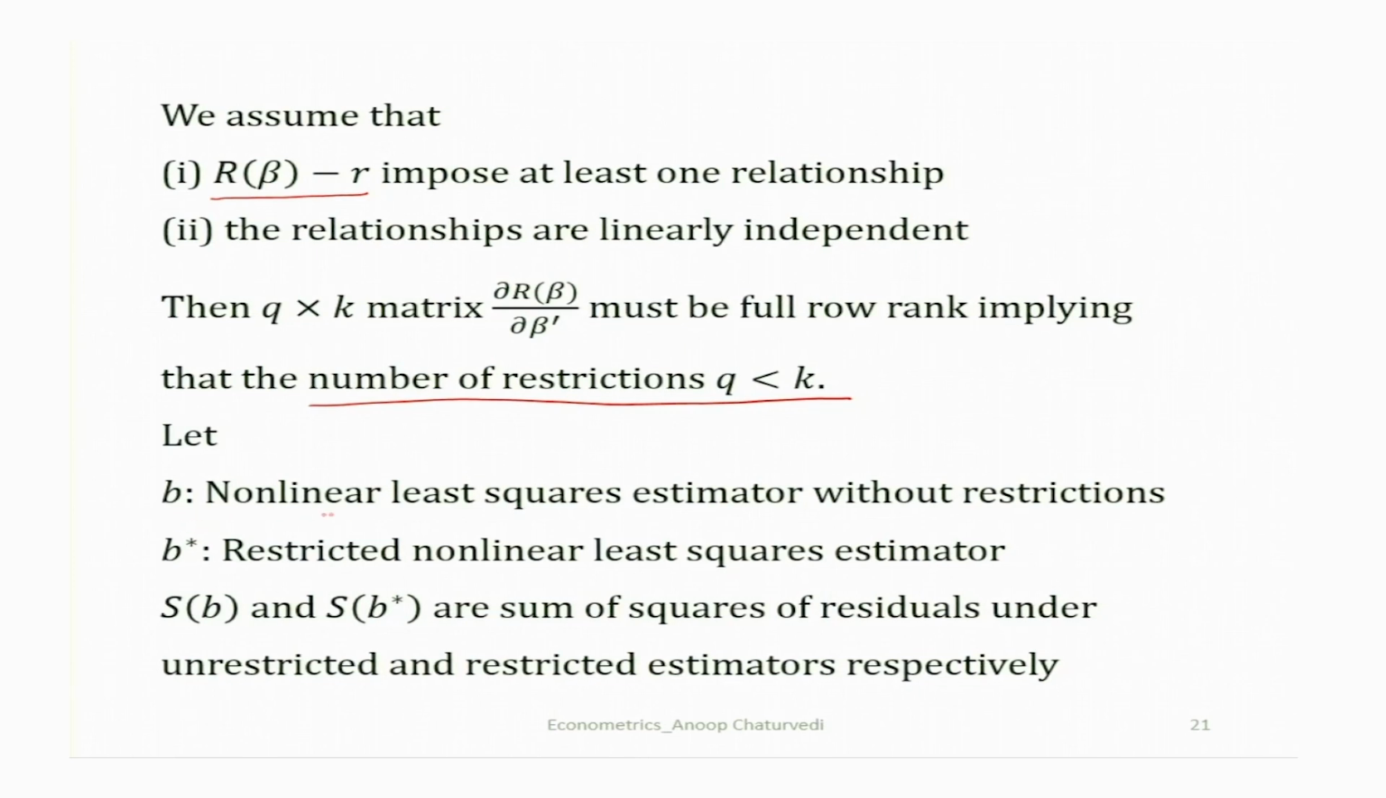Now, suppose b is the non-linear least squares estimator without imposing the restrictions, and b star is the restricted non-linear least squares estimator. So, along with your model, which is also a non-linear regression model, you also consider these restrictions, and we combine the non-linear restrictions and the non-linear regression model, and then we obtain the restricted non-linear least squares estimator, say b star. And then S(b) is the sum of squares of residuals under the unrestricted case, and S(b star) is the sum of squares of residuals under the restricted estimators case.